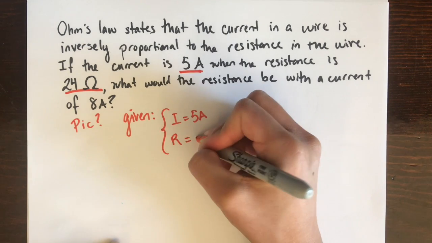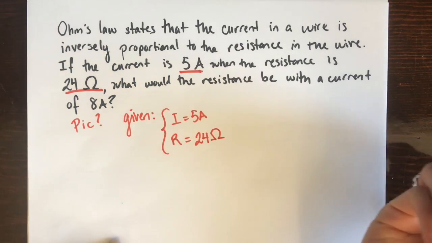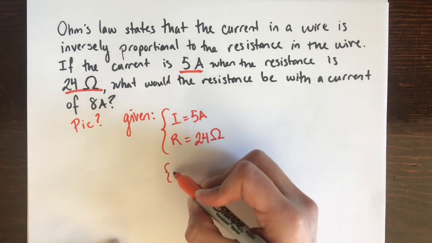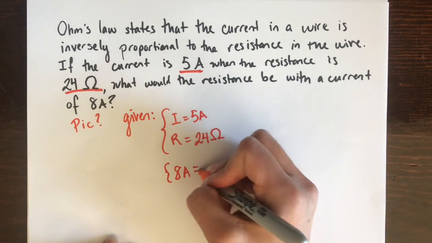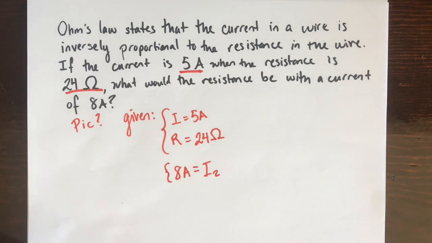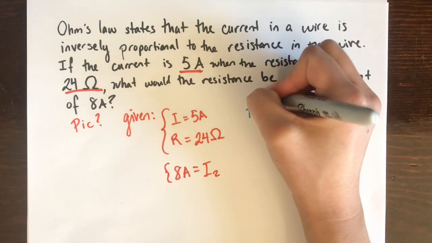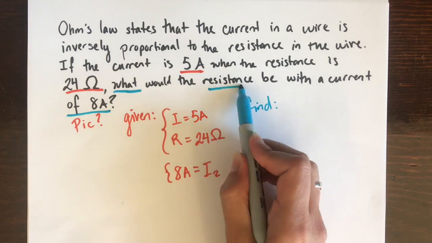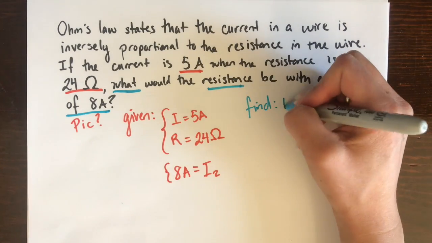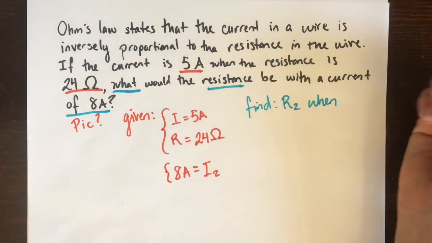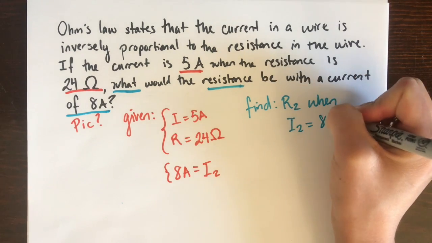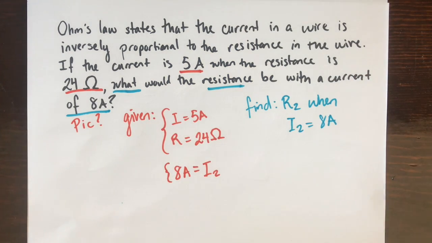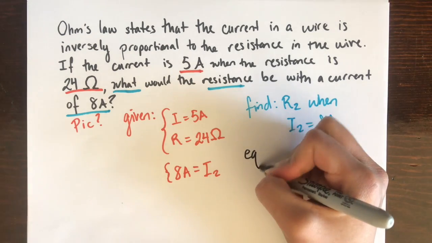Now, my current, which I'm going to call I, you could have used C, that would be okay, because that actually does make more sense, although the actual proper letter is I. So I is equal to 5 amps, and my resistance is equal to 24 ohms. So my second current is equal to 8 amps. Now I'm going to write what I'm trying to find. What I'm trying to find is what my second resistance is when my current is 8 amps. That's what I'm looking for.